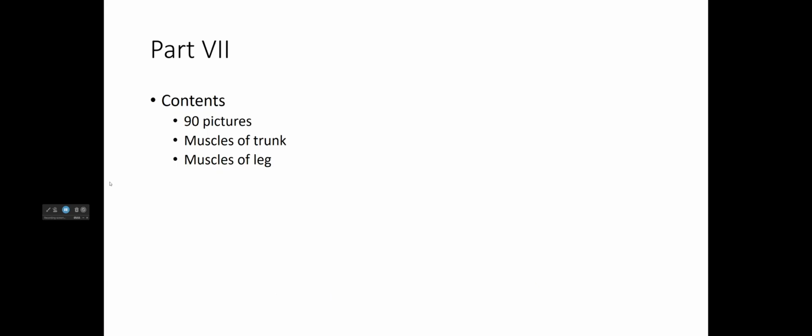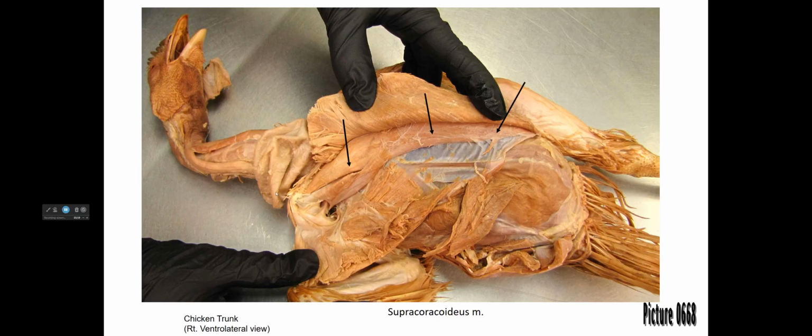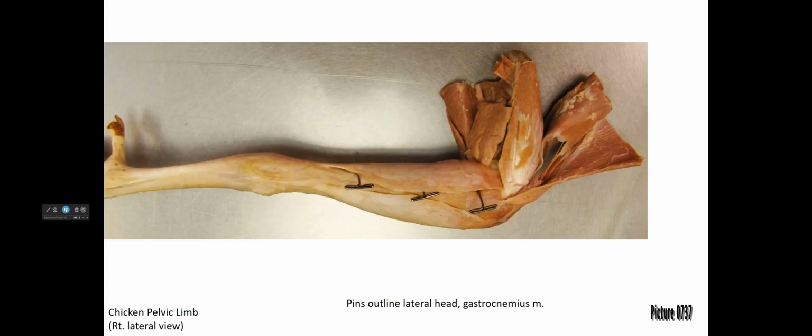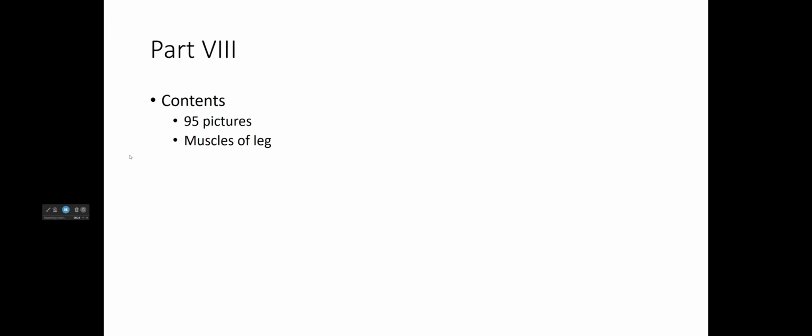Part 7 contains 90 pictures of musculature of the trunk and leg. In picture 668, the pectoralis has been cut and reflected to better illustrate the supracoracoideus muscle. In picture 697, pins are deep to the iliotrochantericus externus. In picture 737, we have pins outlining the lateral head of the gastrocnemius. In part 8, we have 95 pictures of musculature of the leg.